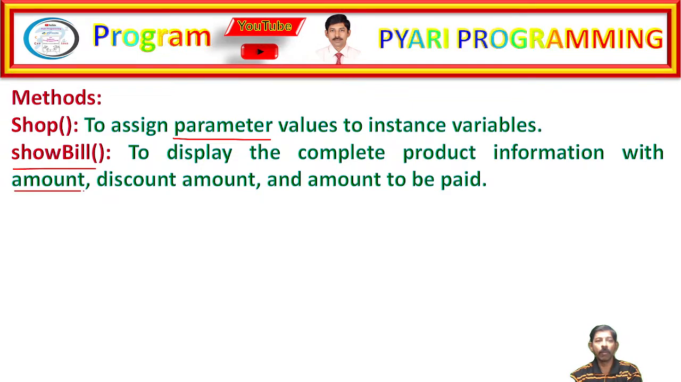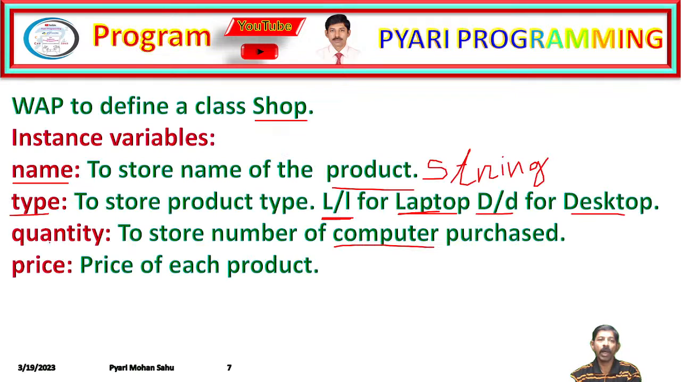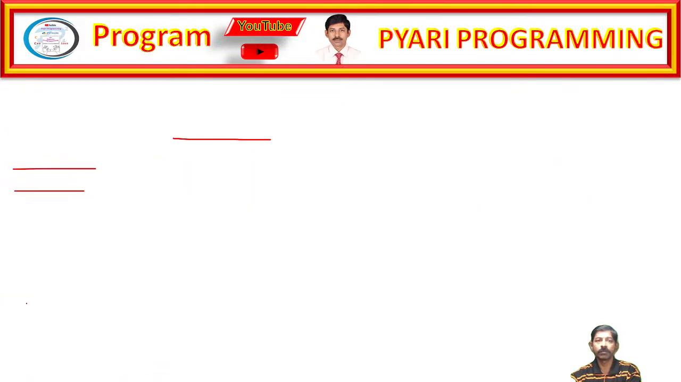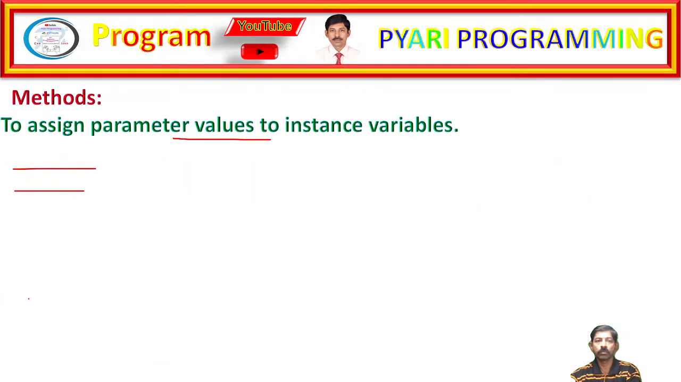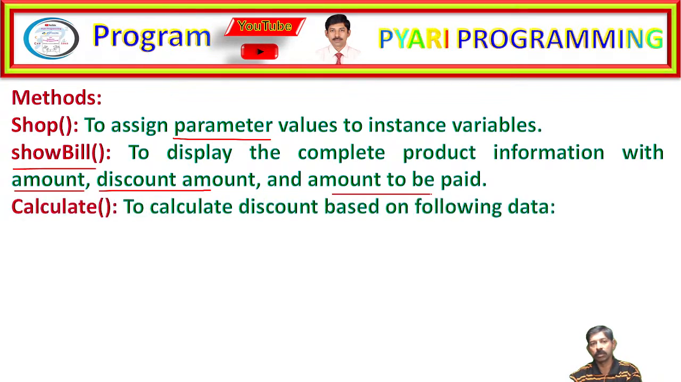अब ये जो अमाउंट है, ये अमाउंट आपका पहला इंस्टेंस वेरिएबल में नहीं दिखाया गया था. जस्ट चेक इट आउट ओवर हियर. यहाँ पे आपका अमाउंट इंस्टेंस वेरिएबल नहीं कहा गया था. दैट्स व्हाई आई सेड दैट चेक द कंप्लीट प्रोग्राम. Amount, discount amount, and amount to be paid. That means 3 extra variable is required, 3 instance variables.